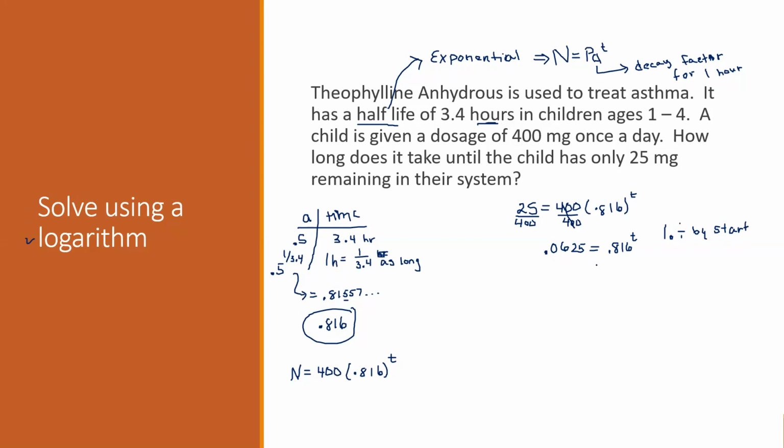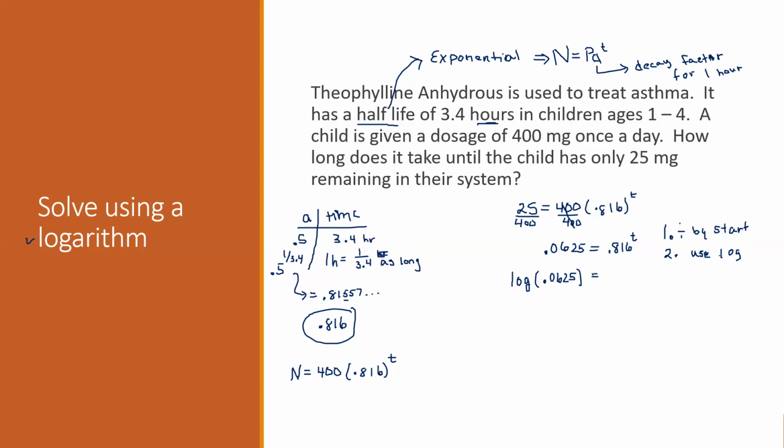Now, I know that the inverse of an exponent is a logarithm. So my step 2 is to use log on both sides. I know I have to do the same thing to both sides. So I'm going to, on the left, put log, and then I'm putting my parentheses, 0.0625.